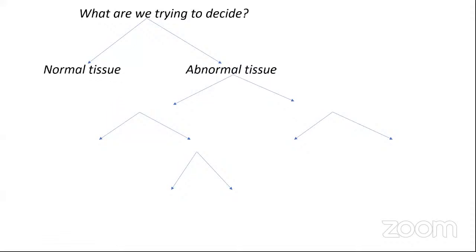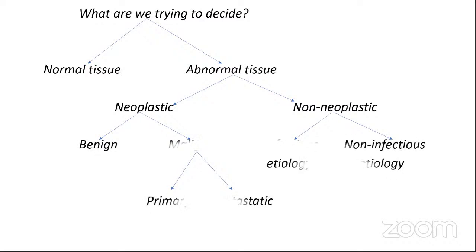So essentially, your workflow or your diagnostic algorithm in microscopic evaluation should basically try to decide, is it just a normal tissue or is it an abnormal tissue? If it's an abnormal tissue, is it neoplastic or non-neoplastic? And if it is non-neoplastic, is it infectious or non-infectious? If it is neoplastic, is it benign or malignant? And if it's malignant, is it primary or metastatic?